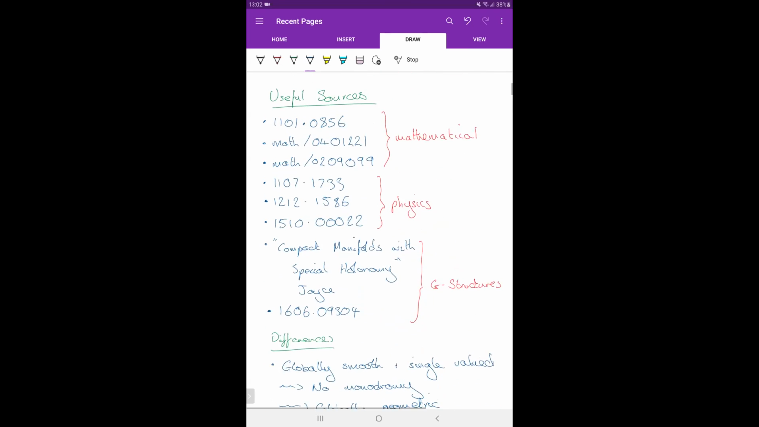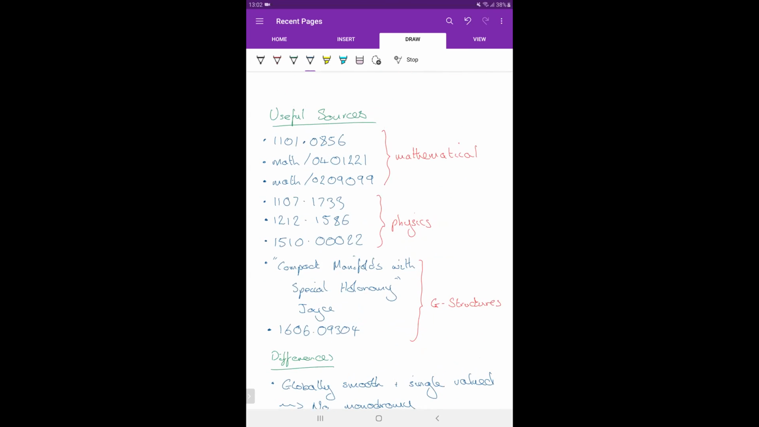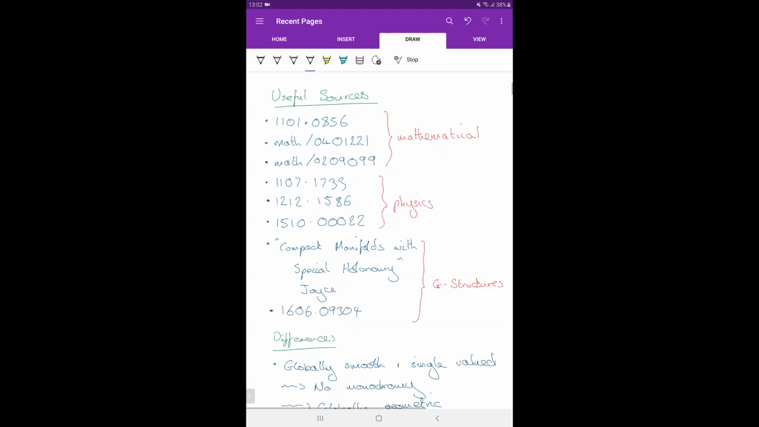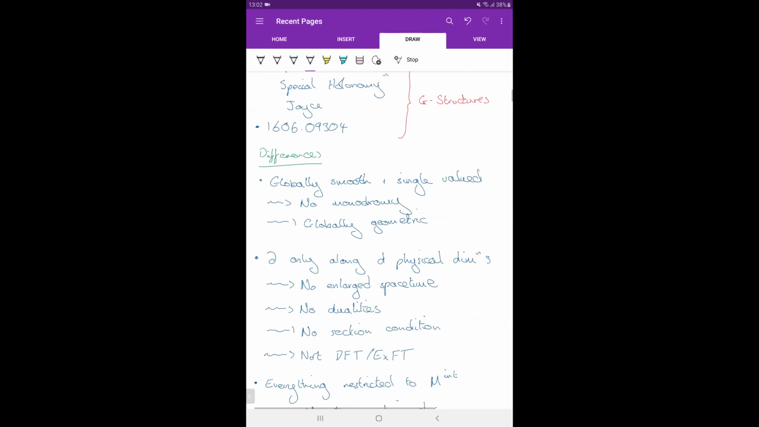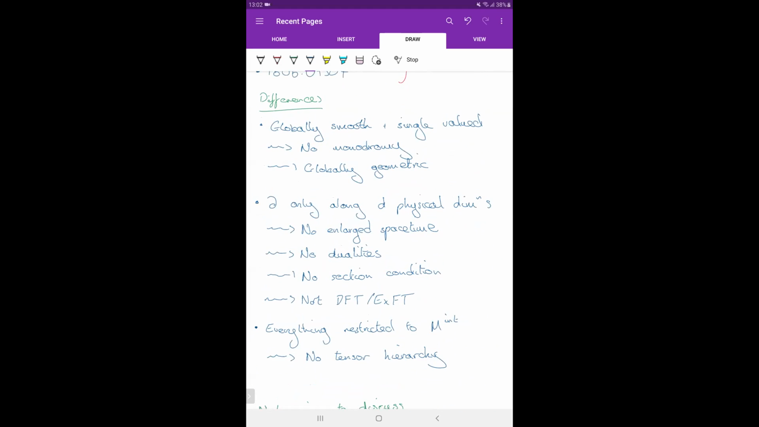So I've written down some sources that I found useful when I was learning this subject. They're by no means exhaustive, but I found them particularly useful. So if you want to come back to these at some point and look at them, I've written them down here. And I've also written some differences from what I'm going to be talking about versus what you probably heard yesterday or in some of the other generalized geometry talks.